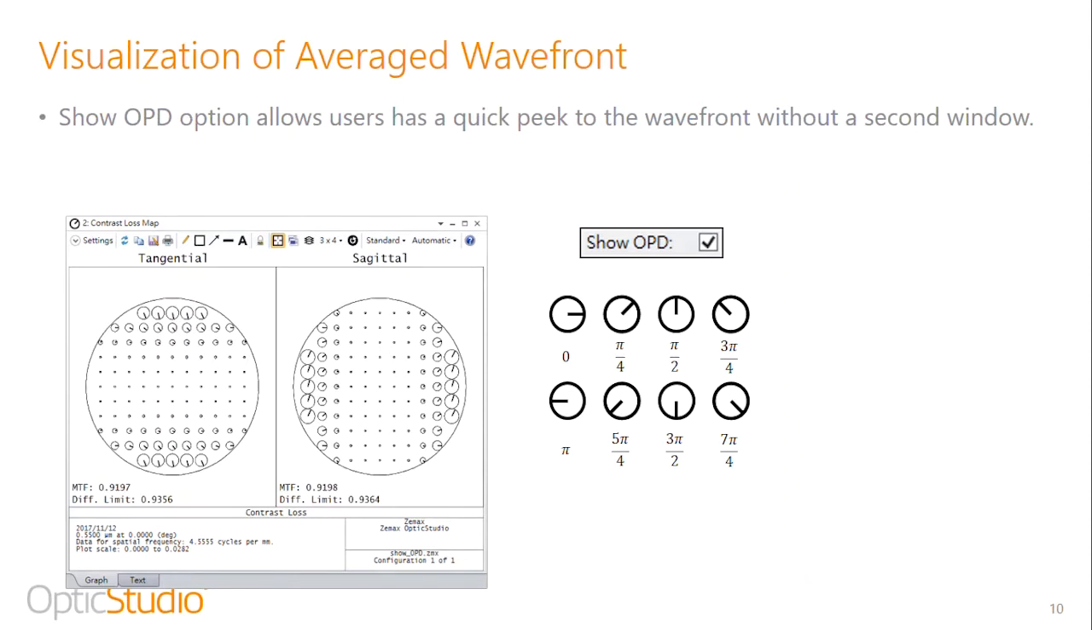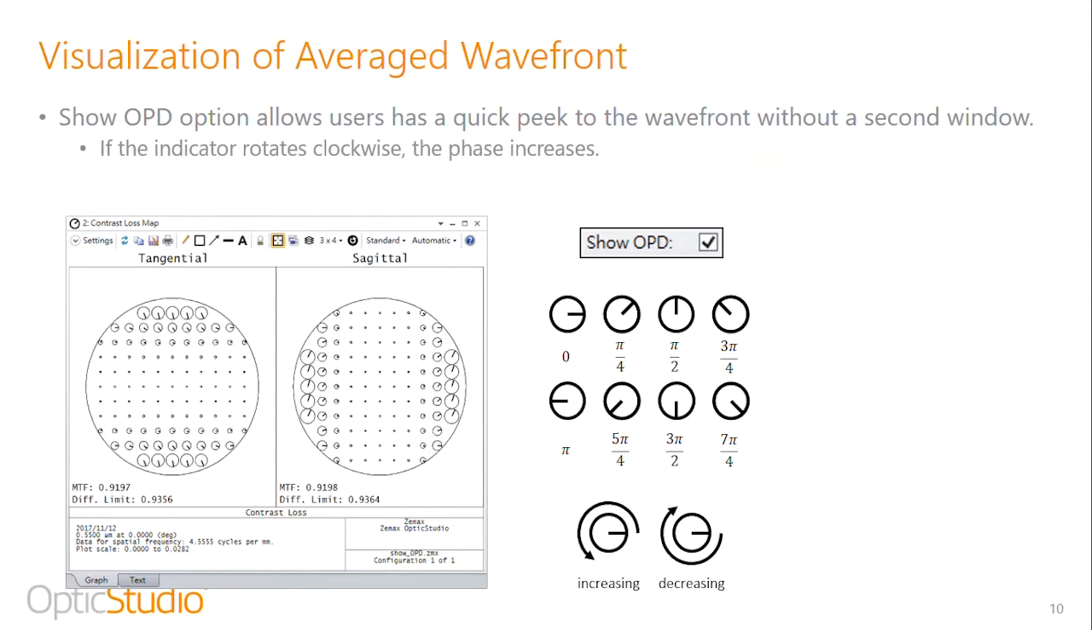The final option in the settings we will introduce is Show OPD. As we know, the contrast loss in the map is caused by the non-zero phase difference for the sample point. And the phase difference for the sample point can actually be positive or negative. If we want to know the sign of the phase difference, the only way is to check the waveform map. And this is what Show OPD can help with. If we check Show OPD in contrast loss map, the waveform information for each sample point can be displayed by showing an indicator in a circle, as you can see here.